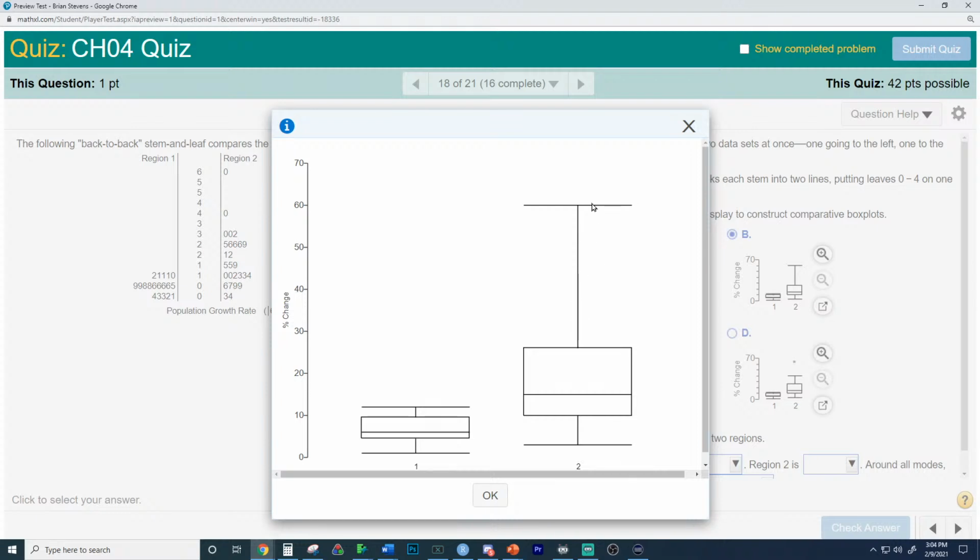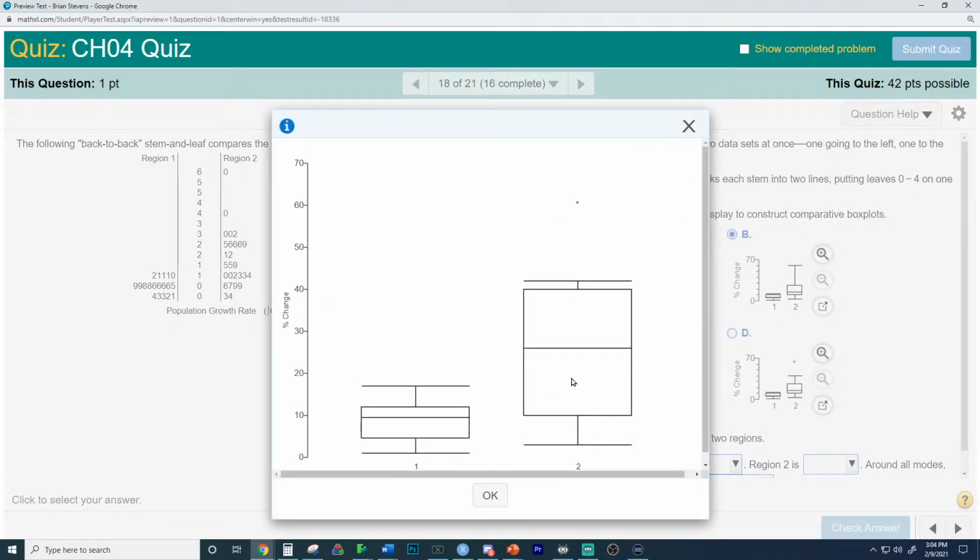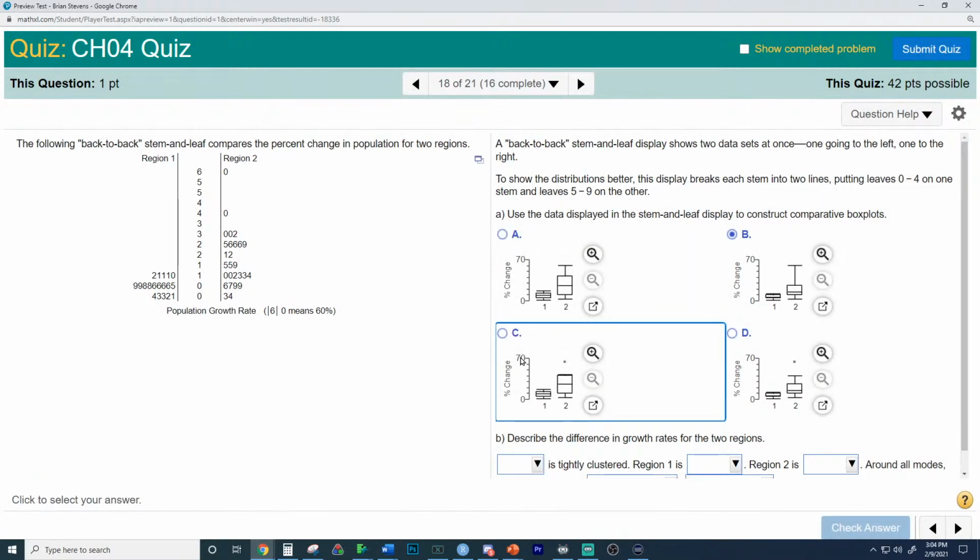That's more than 1.5 IQRs above. So this graphic just doesn't make sense, so we've eliminated this one. Nope, not that graphic. This graphic right here also doesn't make sense because this dot is within 1.5 IQRs. Remember that we go 1.5 IQRs above. So this graphic right here doesn't make sense because it just visually cannot happen.